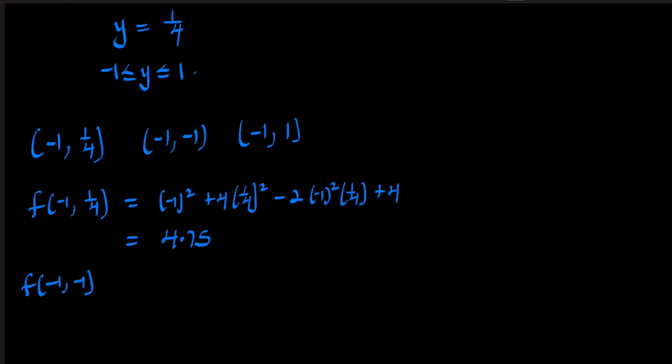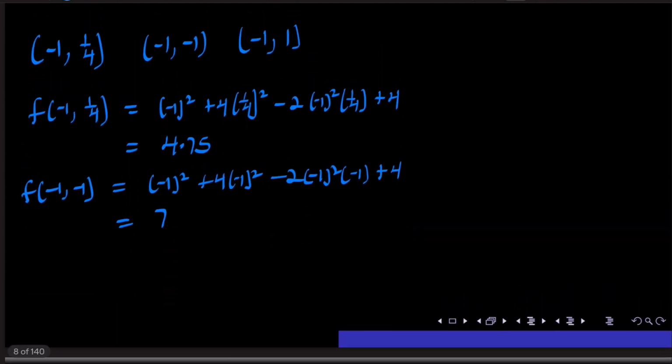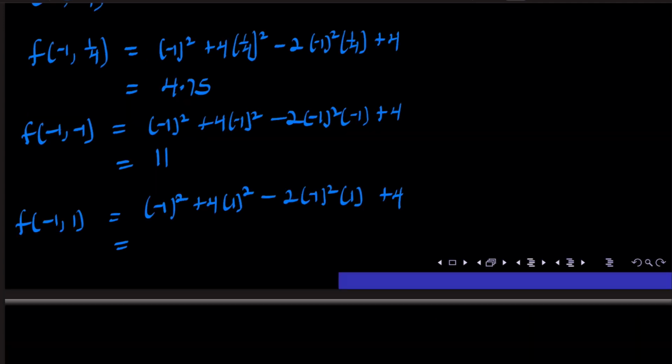(-1, -1), we are going to have (-1)^2 + 4(-1)^2 - 2(-1)^2(-1) + 4. And this is going to give us 11. So we do the same for the last one, f(-1, 1). So that will be (-1)^2 + 4(1)^2 - 2(-1)^2(1) + 4. And this is going to give us 7.